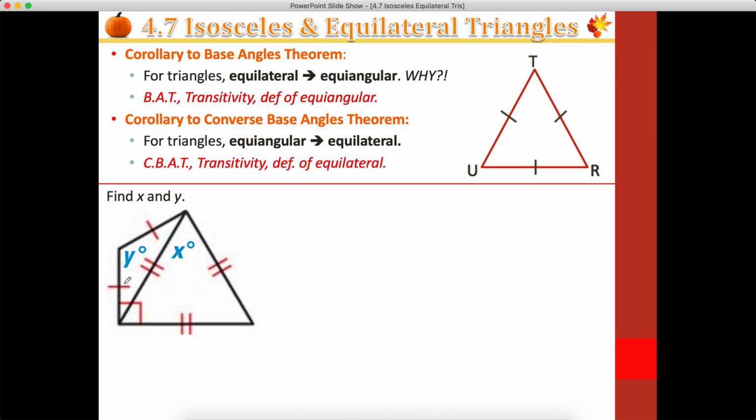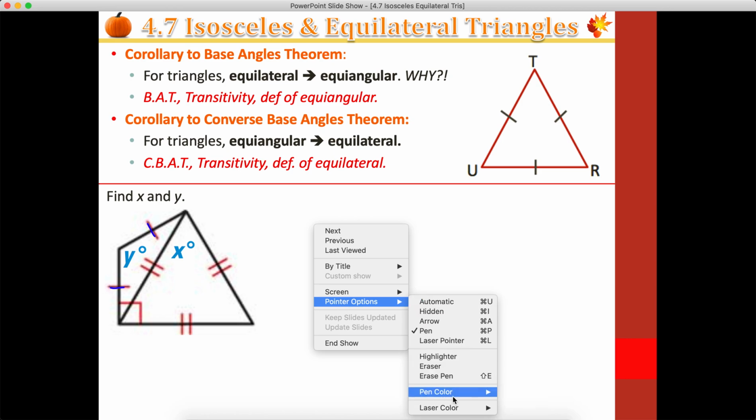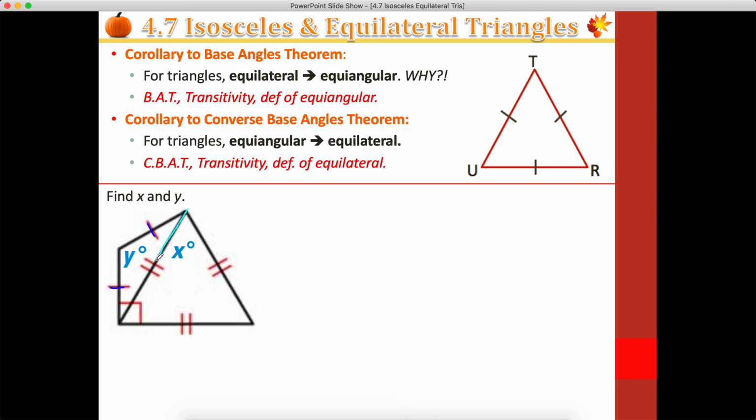We should note that this triangle that looks equilateral, well, it is equilateral because we're told so. It's got the two marks. We're also told that this triangle on the left is isosceles via the marks here. That's what's indicated to us. So let's look at the equilateral triangle first and recognize that according to the corollary up top, the corollary to the base angle theorem, this also implies it's going to be equiangular.